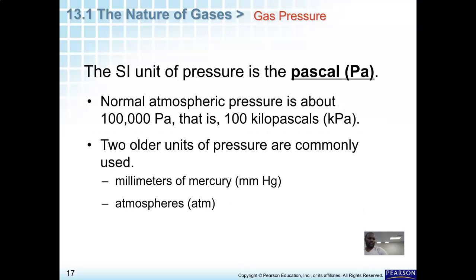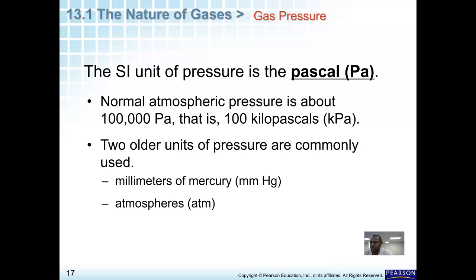I talked earlier about how we can measure pressure, and we say that the SI unit of pressure is called the pascal. A pascal is a ratio of newton to a meter squared. Normal atmospheric pressure at sea level is about 100,000 pascals, which is 100 kilopascals. If you take the last three zeros, they turn into kilo, so kilo means 1,000. There are also other units that we can use to measure pressure. A very common unit is the millimeter of mercury, which can be written as mmHg.